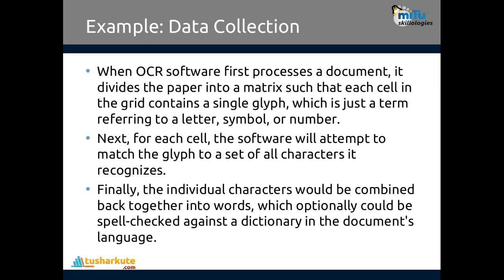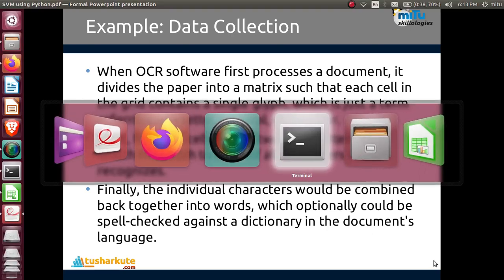When OCR software first processes a document, it divides the paper into a matrix such that each cell in the grid contains a single glyph, which is just a term referring to a letter, symbol, or number. Next, for each cell, the software attempts to match the glyph to the set of characters that it recognizes. Finally, the individual characters are combined back together into words, which optionally would be spell checked against the dictionary in the document's language. Now, the data set is here with me.